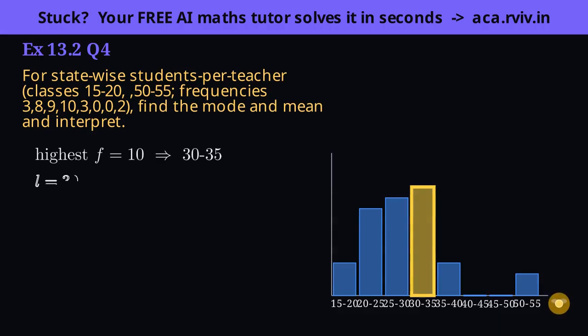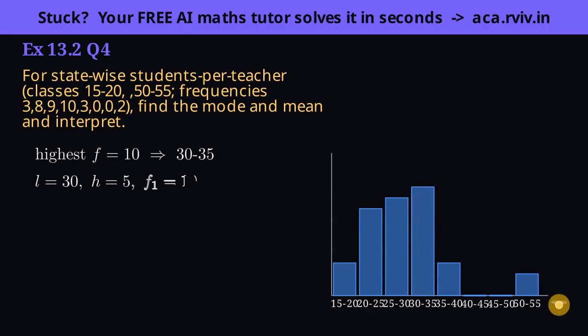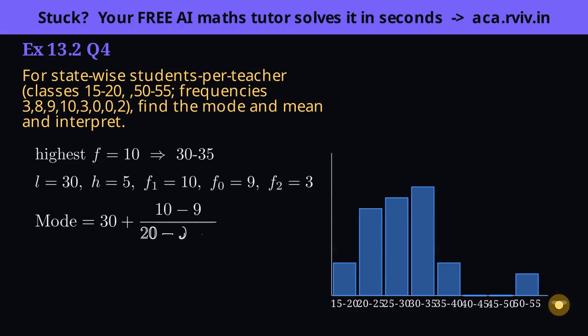Read off L, H, and the neighbors. The left neighbor 9 is almost as tall as the peak 10, so the mode should barely lean in, it'll sit very close to 30. Substitute. The numerator 10 minus 9 is just 1, a tiny lean, exactly as we predicted from the nearly equal left neighbor. 1/8 of the width 5 is about 0.6, so the mode is 30.6 students per teacher.